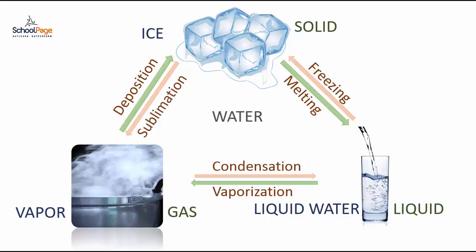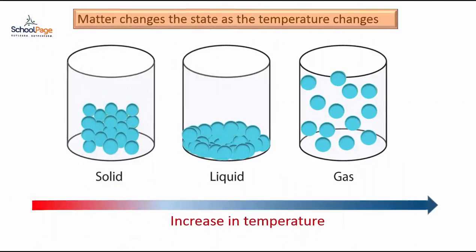Solid ice sometimes directly evaporates into vapor without undergoing the middle phase, that is the liquid state of water. This process is called sublimation. The change in the states of matter occurs because of the change in temperature and pressure. As the temperature increases, the matter changes its state because the kinetic energy of the molecules increases, which in turn increases the interparticle space.